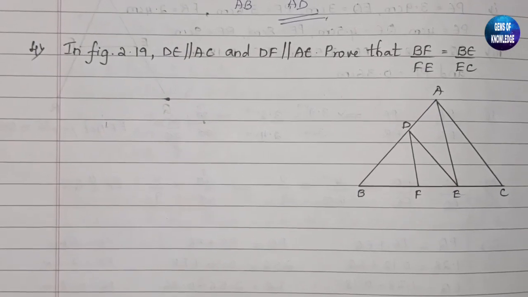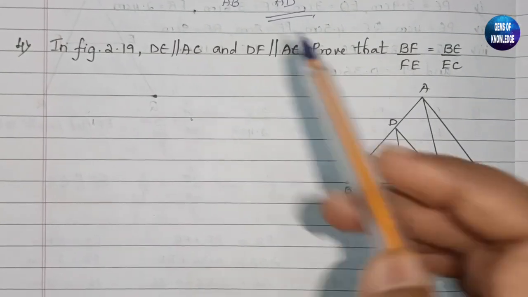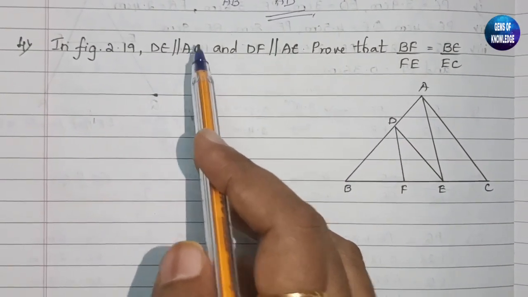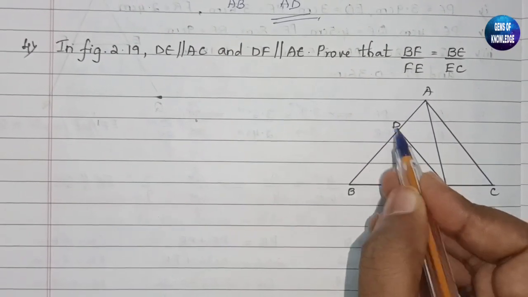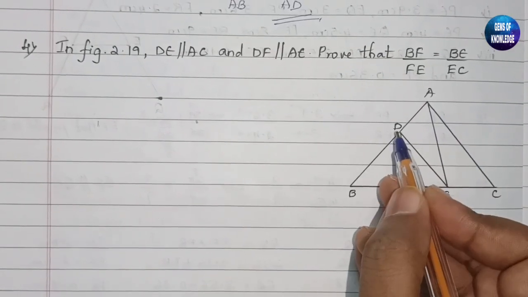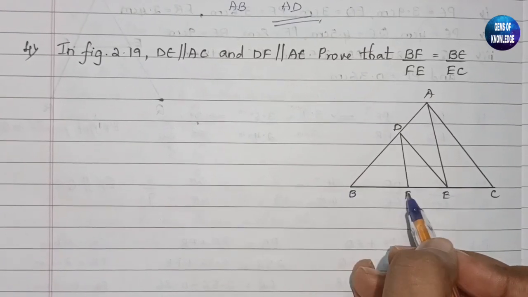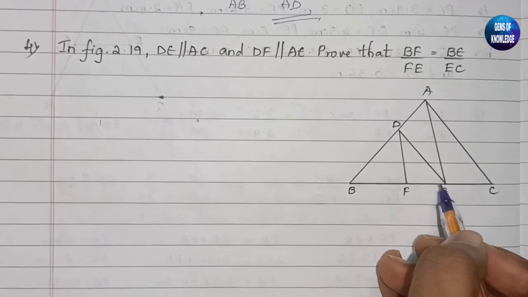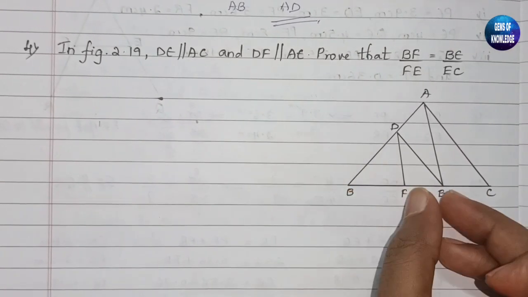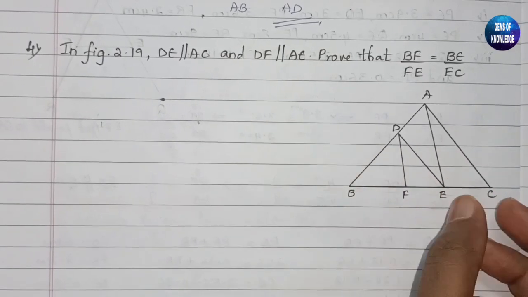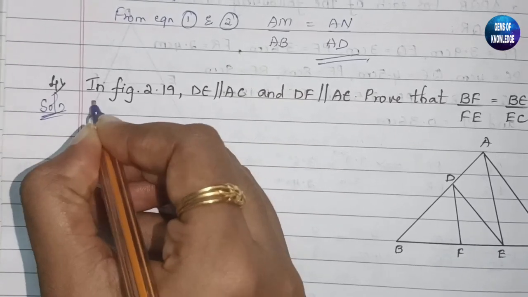Let us now move on to the fourth question, that is the next question. In figure 2.19, DE is parallel to AC. Here this line DE is parallel to AC, and DF is parallel to the line AE. What we need to prove here is BF divided by FE is equal to BE divided by EC. So let us first write what is given.